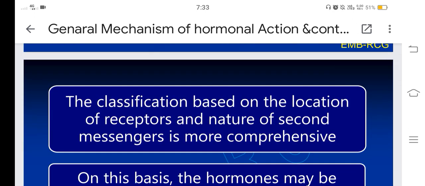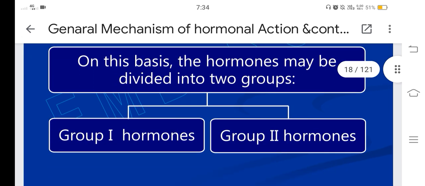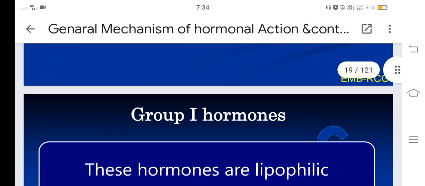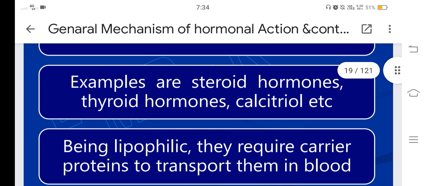And the classification based on the location of receptors and nature of second messengers is more comprehensive. On this basis, the hormones may be divided into two groups. Group 1 hormones and group 2 hormones. Group 1 hormones, these hormones are lipophilic. Examples are steroid hormones, thyroid hormones, calcitriol, etc.